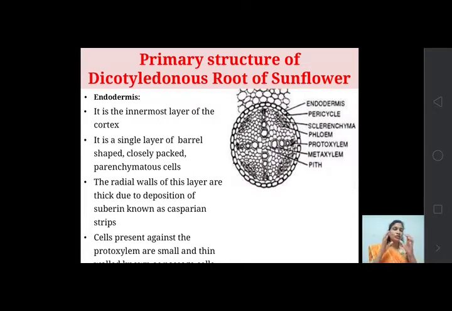Okay, so these cells, you can see the structure, some four lines you can see there. The four lines are made up of xylem tissues, that is metaxylem and protoxylem, and towards the endodermal side, there is a small cell present, that is known as the protoxylem.